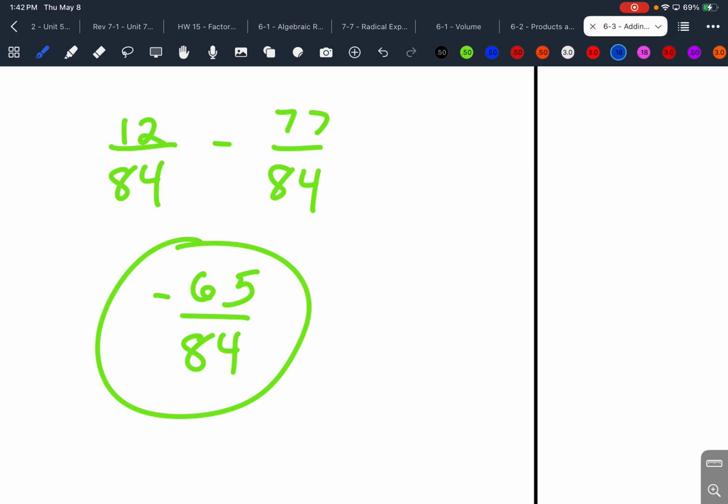What did I do to check that, by the way? I did the prime factorization of each. And I could see that none of these have any common factors, so it can't be reduced.